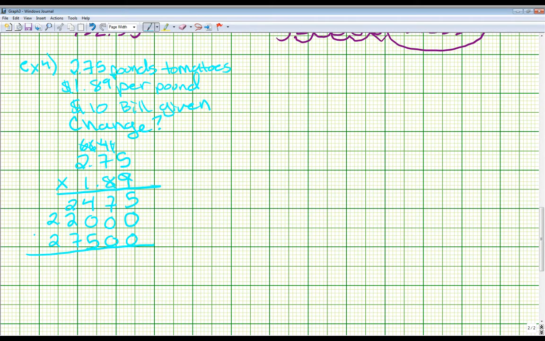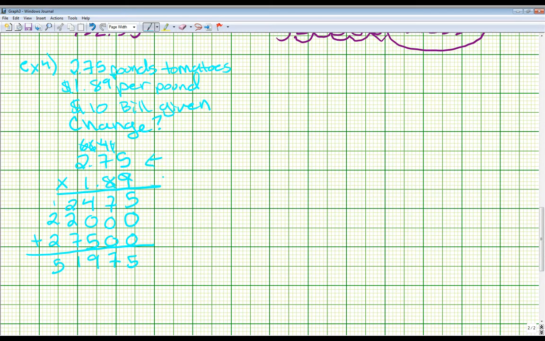So now we have to add up our 3 rows. Here we've got a 5, 7. 5 plus 4 would give us 9. 7, 2, and 2. 11. 2, 2, and 1. 5.